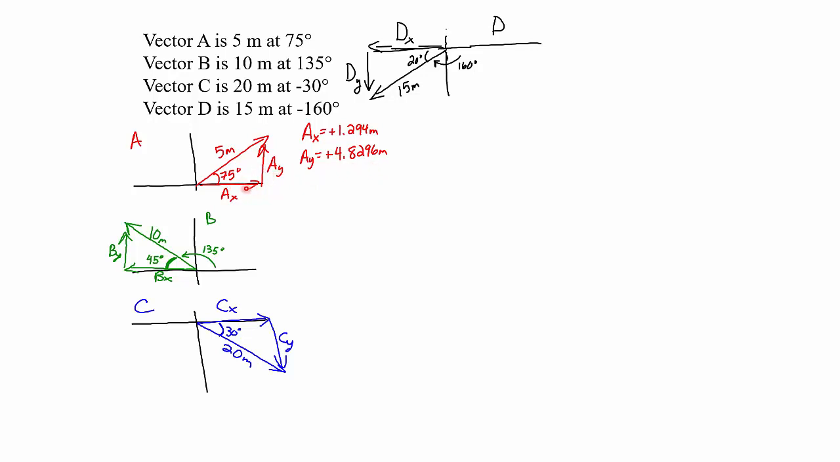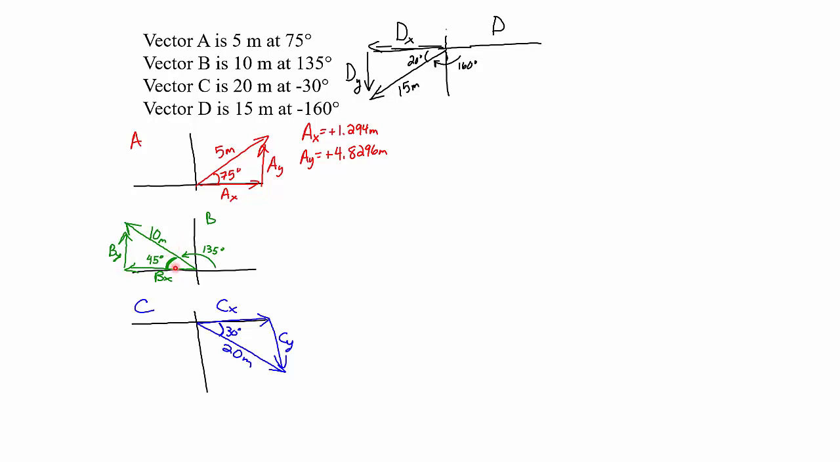Both of those components are positive. The x component is to the right, so it's positive. The y component is up, so it's positive. Looking at vector B, the sine of 45 degrees equals the size of the y component, by, over 10 meters.